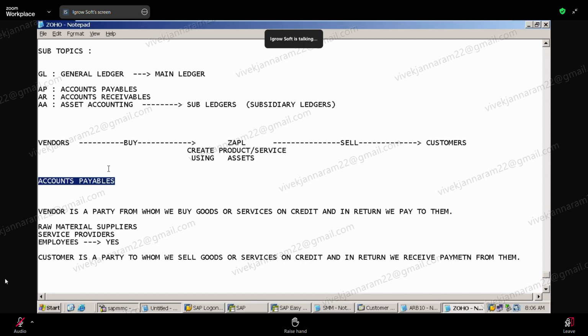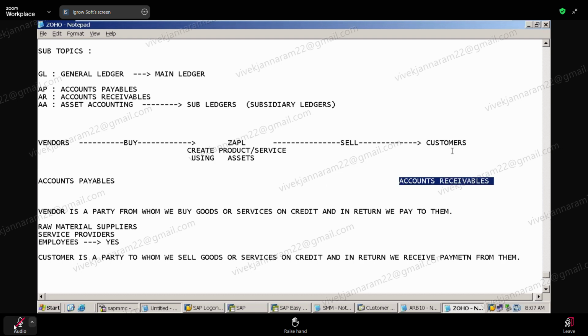So actually, these vendors, we call them payables because we always pay them. We don't like them actually because every time we have to pay them. So vendors, we call them accounts payable. Okay, now the opposite, customers. What do you call them? Accounts receivable. Why receivables? Because we receive money from them.